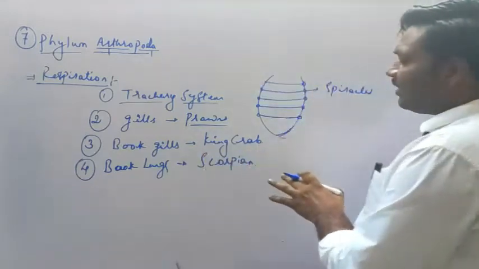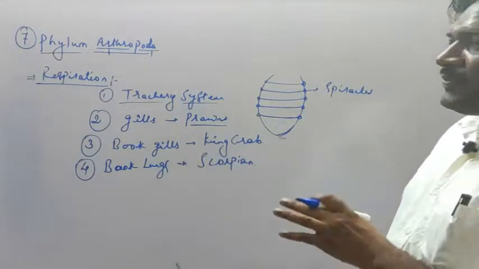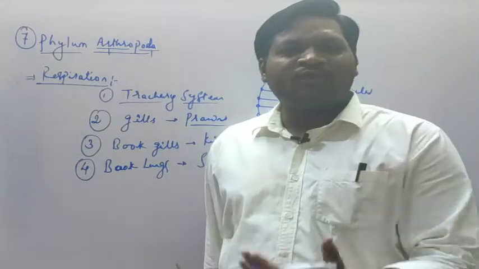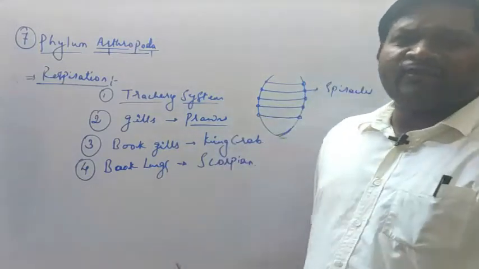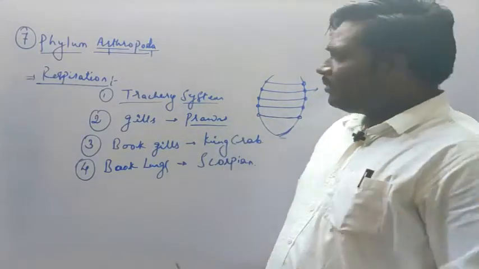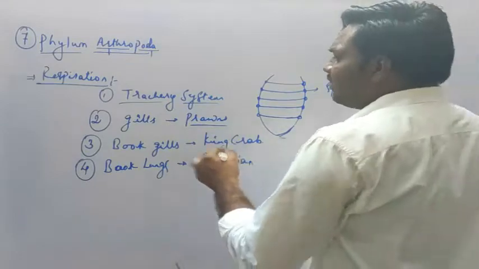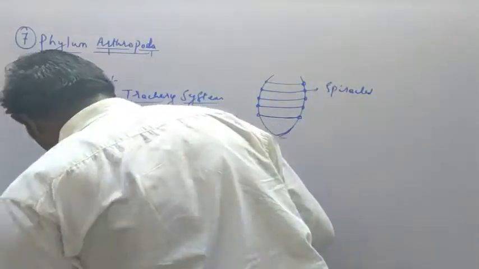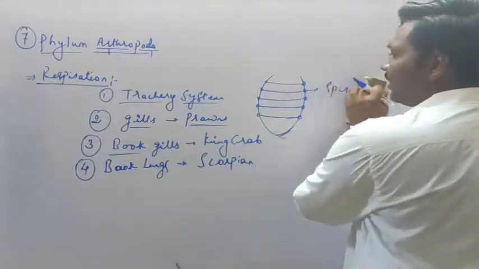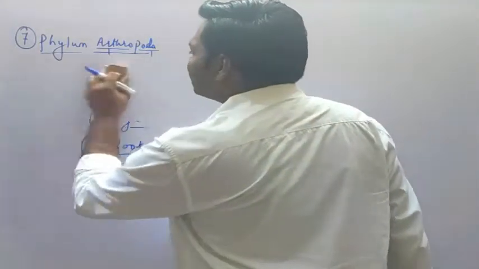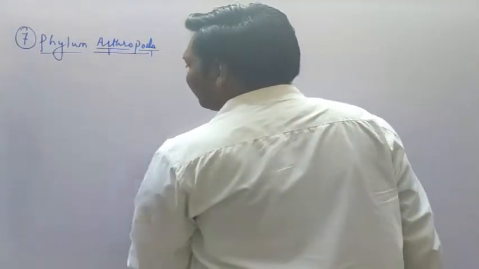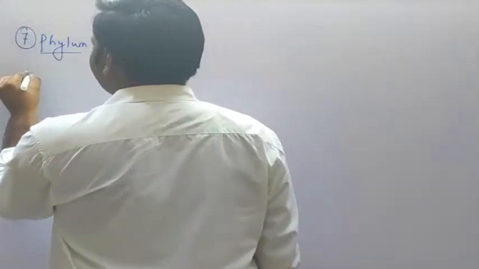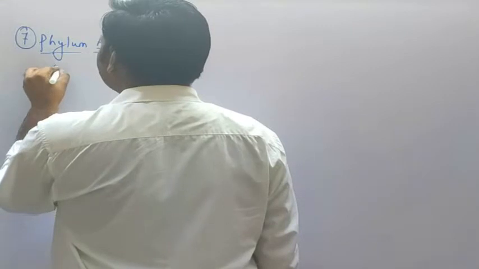Okay, so these are the different types of respiratory system found in the different types of arthropods. Many different types are also there, but here we have to study about these 4 different types. I hope you are getting this. Let's move to the next characteristic feature, the circulatory system.